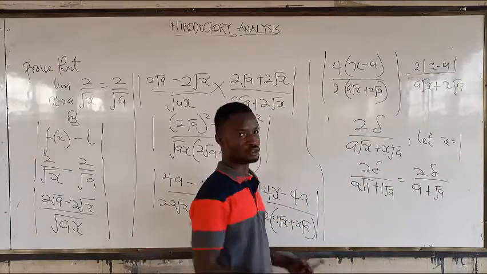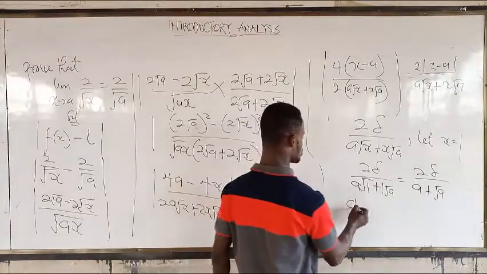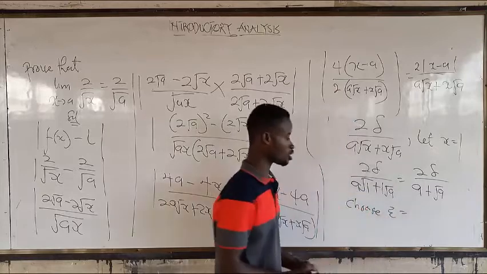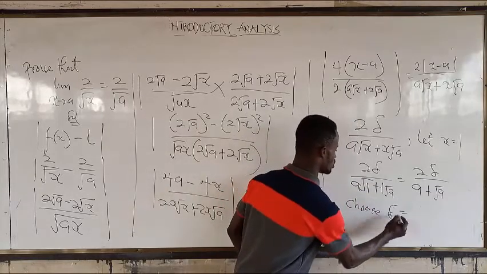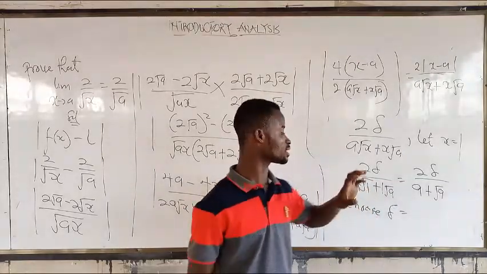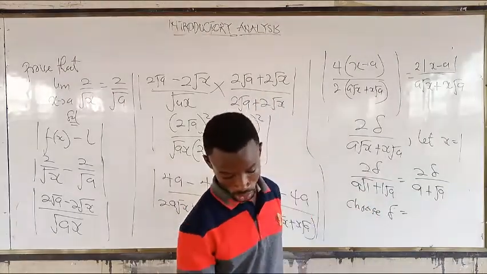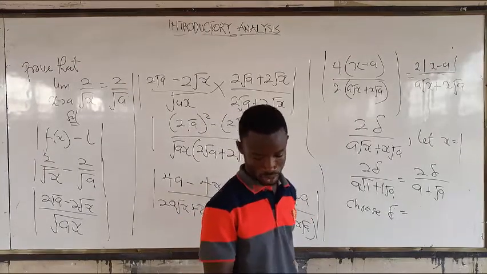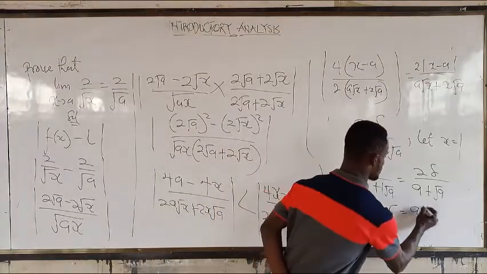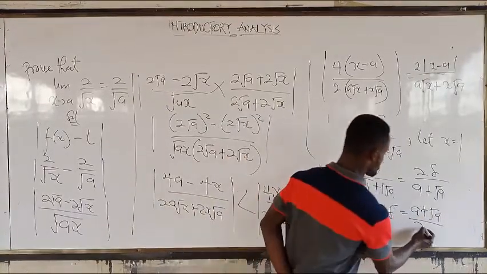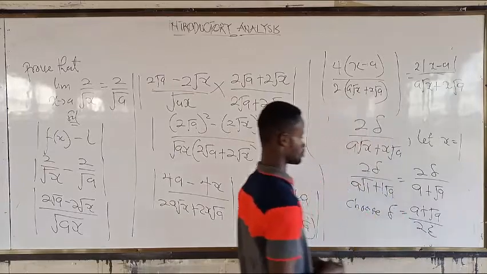Very good. Then you choose. So here we choose delta to be equal to, as I said, you can equate the whole of this to epsilon and make delta the subject. So doing that straight away, delta will be equal to a plus square root of a over 2 epsilon.